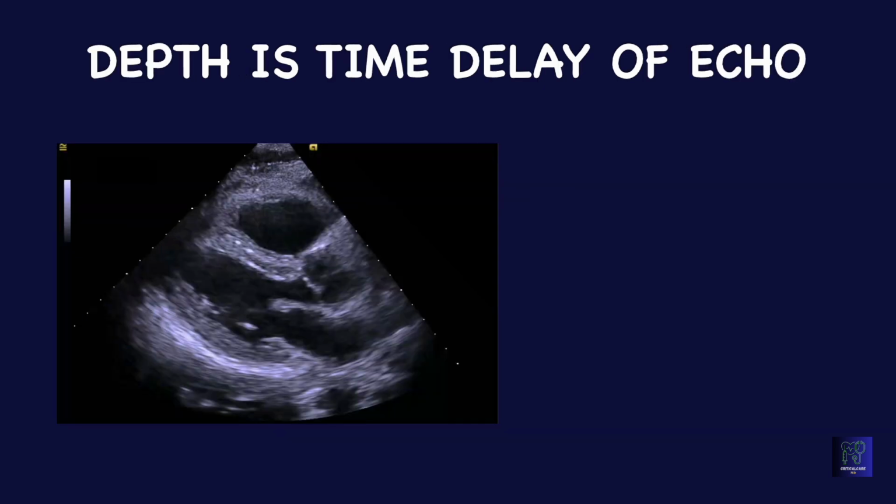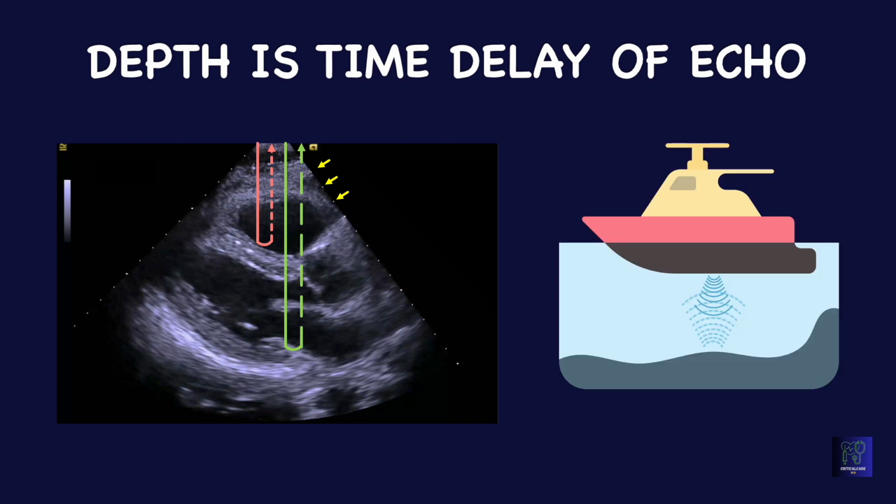The machine estimates the depth of structures based on the time it takes for the echo to return. For example, it takes a shorter amount of time for an echo to return from this structure compared to a deeper structure like this. The depth is usually displayed in centimeters on one side of the screen. Each dot here corresponds to 1 centimeter. The same concept is used by sonar, or sound navigation and ranging, to estimate the depth of oceans.